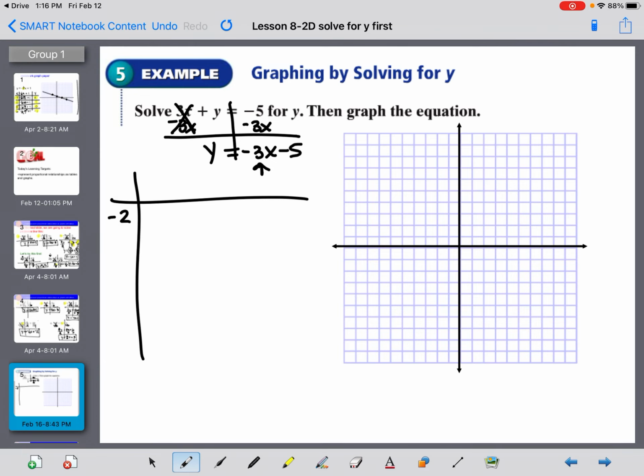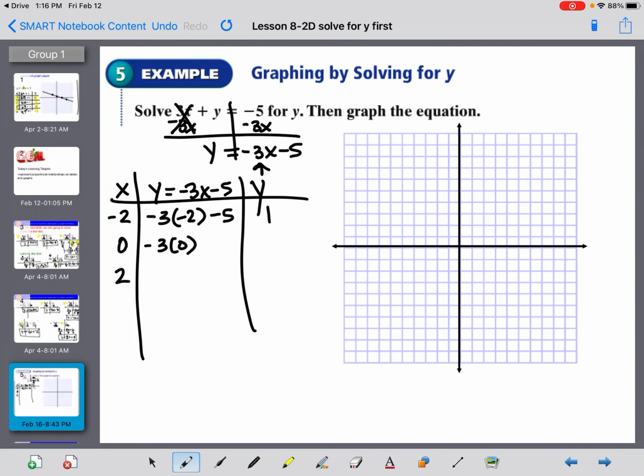In fact, let's just do negative 2, 0, and 2 for x, so that this goes just a little bit faster. Y equals negative 3x minus 5, negative 3 times negative 2 minus 5. So negative 3 times negative 2 is 6, 6 minus 5 is 1. The next one, let's solve it again. That's 0, 0 minus 5 is negative 5. Solving it one last time, negative 3 times 2 is negative 6. Negative 6 minus 5 is negative 11.